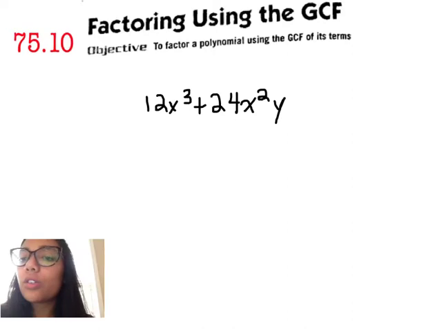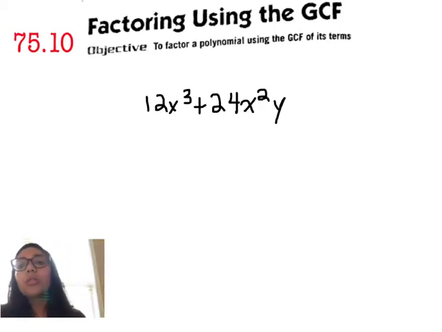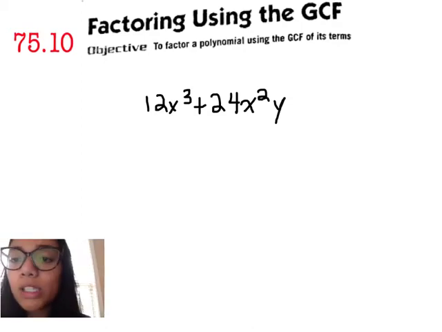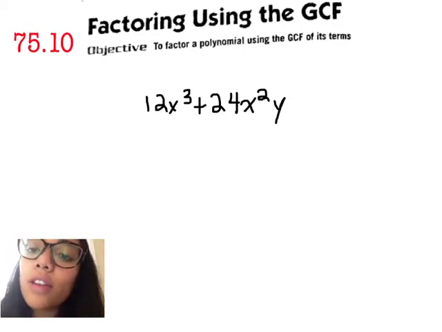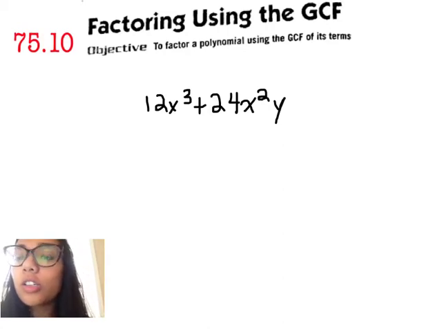Alright, so this is your first example: 12x cubed plus 24x squared y. What you've been doing in math is going forward, meaning you've been multiplying monomials. Now you're going to be going backwards. Factoring means you're trying to figure out the original. It's the opposite of multiplication. So you're trying to figure out what it started with.